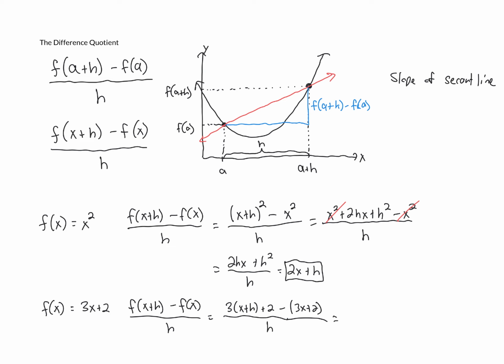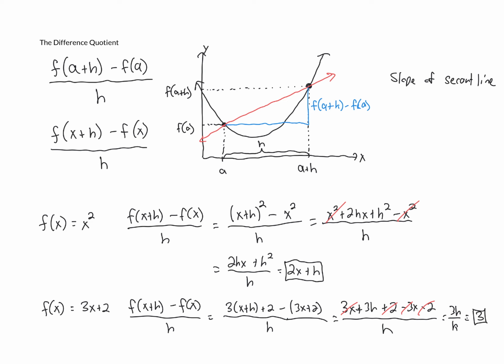Now we can distribute that 3. That's going to give us 3x plus 3h. And then we also have the plus 2. And then when we distribute the subtraction, we're going to have minus 3x and minus 2 all over h. And if we look to see if anything cancels, we've got a positive 3x and a negative 3x. We've got a positive 2 and a negative 2. And when those cancel, we're left with 3h over h. And when we divide 3h by h, that gives us just 3.